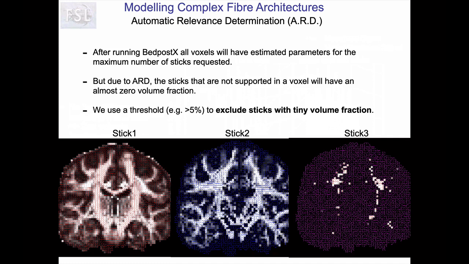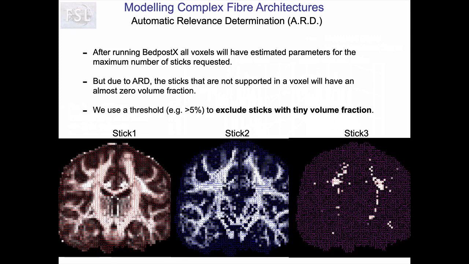And now we can put together all of these images, but before we do that, we actually have to threshold based on the volume fraction, so we get rid of all the fiber orientations which were estimated for voxels where the ARD says that that fiber orientation doesn't actually exist. So usually we put a threshold of 5% to exclude these sticks with a tiny volume fraction.